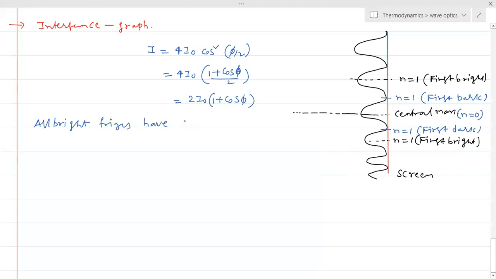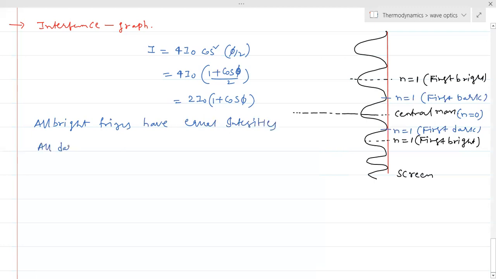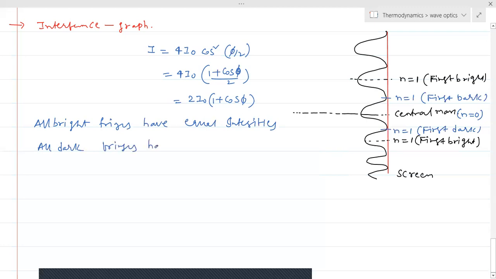All bright fringes have equal intensities. And also all dark fringes have equal intensities.